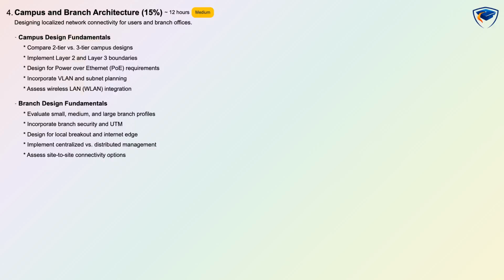Campus and Branch Architecture is weighted at 15%, rated medium difficulty, and has an estimated 12 hours of study. You will compare 2-tier and 3-tier campus designs, learn to implement Layer 2 and Layer 3 boundaries, plan VLANs and subnets, and account for PoE and wireless LAN integration. Branch design topics include sizing small to large branch profiles, branch security and UTM, local breakout versus Internet edge design, and centralized versus distributed management strategies.